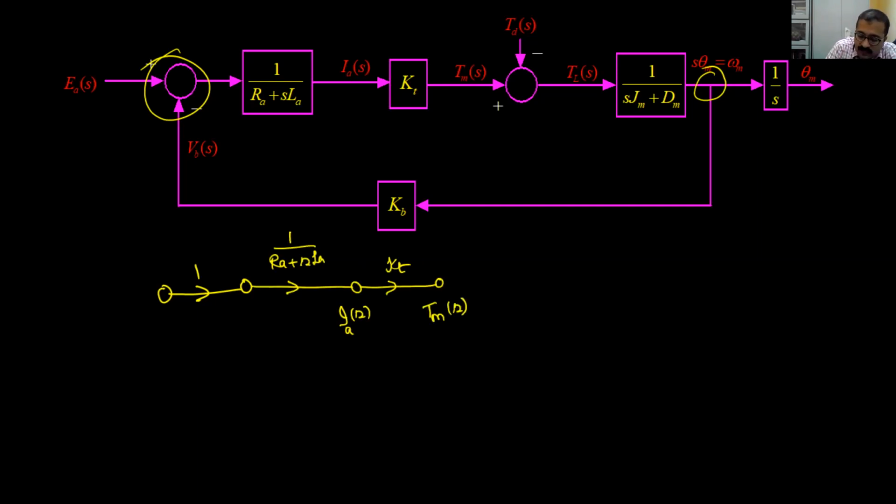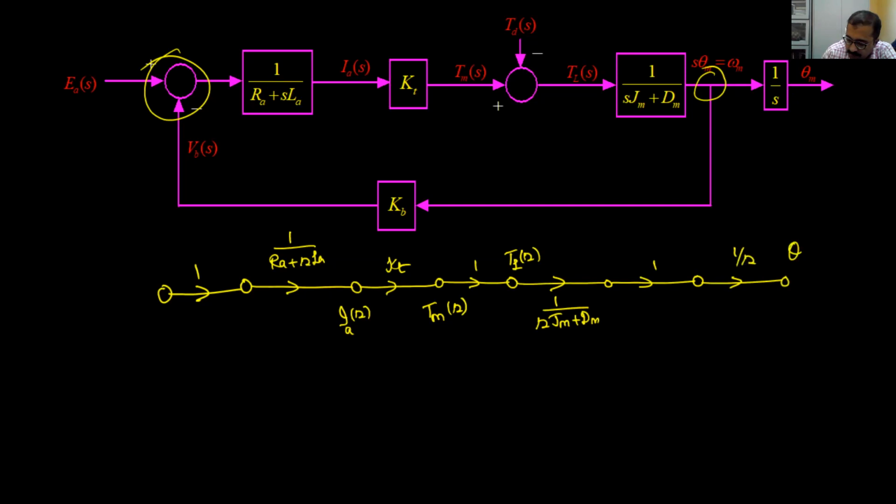There is another summing point, so replace that with a gain of 1. The output of the summing point is TL of S, which is the load torque. What should be the next branch? A gain of 1 by SJM plus DM. What next? That's a pick-off point, so that must be replaced with a gain of 1. Then we have a gain of 1 by S. So this is our theta.